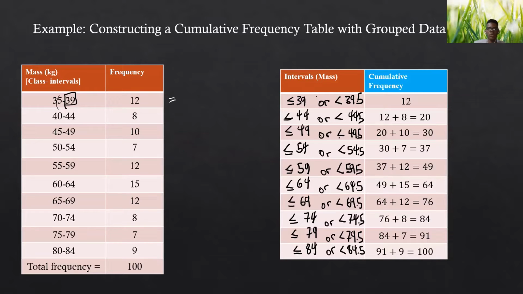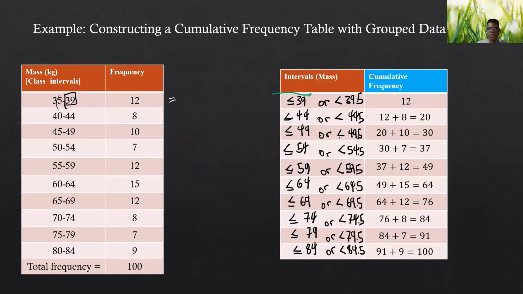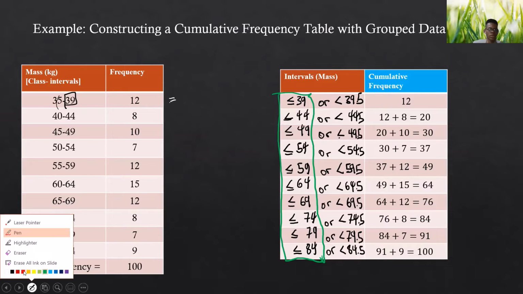Now, you will only use one of these. You're not going to use both. My suggestion is to use this one, because you don't have to do any adding 0.5. If you're asked to construct your cumulative frequency table, my suggestion would just be to use the less than or equal to the upper limit. So just look at the upper limit and find that.